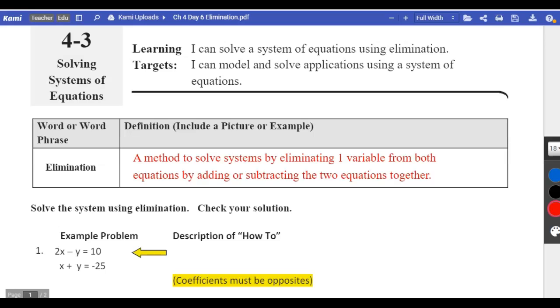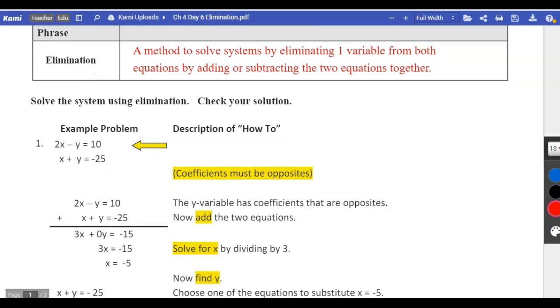Your attendance check-in is a question on the difference between substitution and elimination. So elimination is a method to solve systems by eliminating one variable from both equations by adding or subtracting the two equations together. I'll explain that more as we get down here. But also I wrote it in the instructions for the day. I wrote the answer. So I would prefer you to try to put it in your own words because it's kind of hard to explain. But if you can explain it, then you know what's going on. But I gave you the answers in your directions for the day. So if you click on the directions, you get the answers.